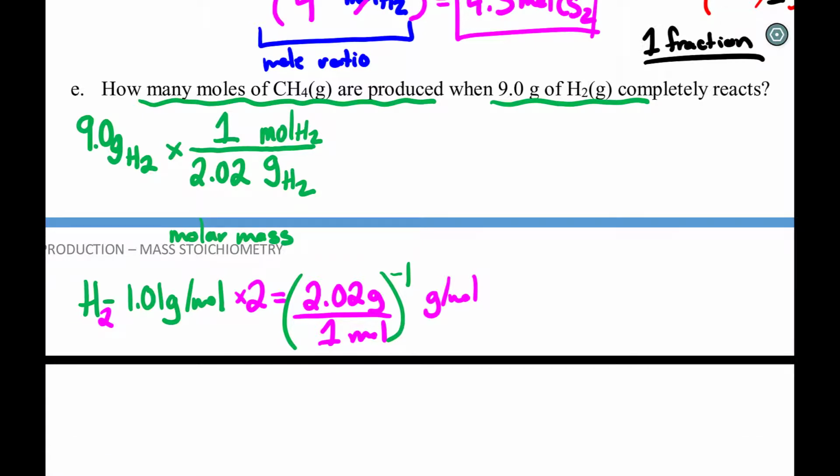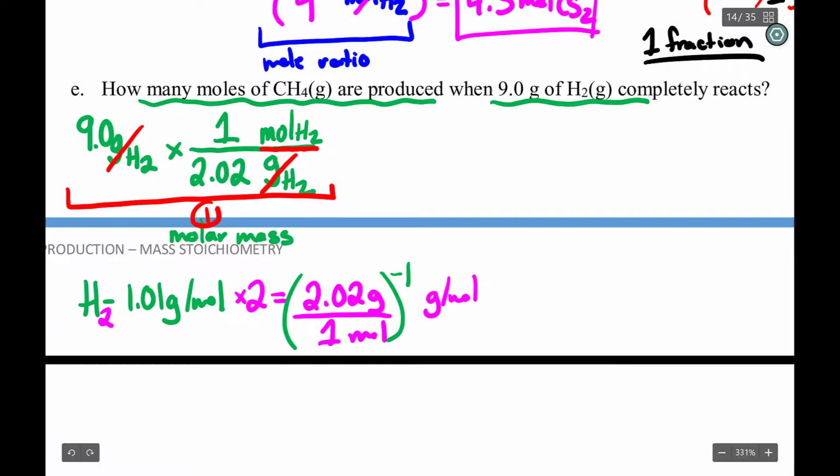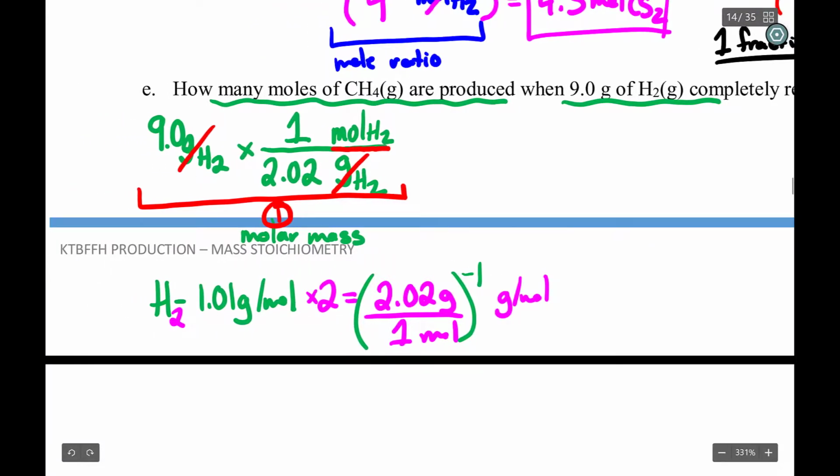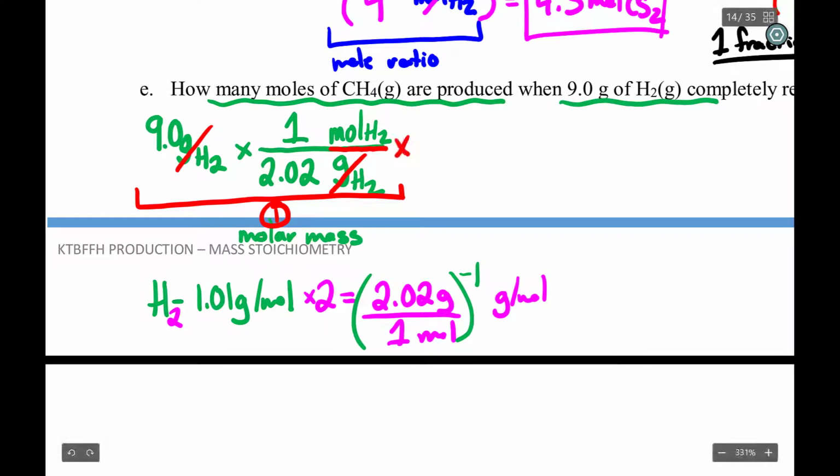unit of gram on the bottom of the next fraction so that that unit will cancel out, which we're going to do right now. The grams of H2 cancels with the grams of H2, and now I'm left with moles of H2, which allows me to now do a mole-to-mole ratio. This is my first step, and I wouldn't punch this in my calculator. I would just leave it as is, and then I would set up my mole ratio.